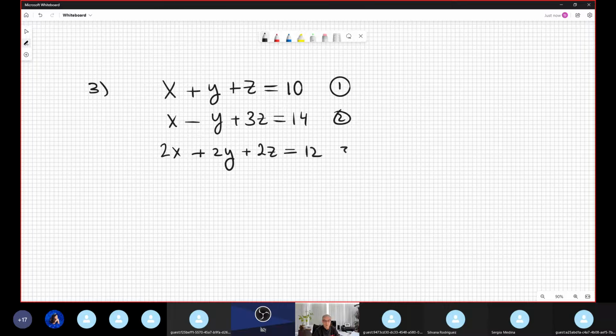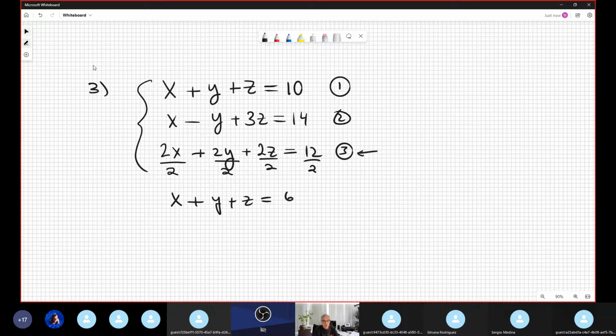Okay. Just copy that. But I see something weird in this system, because suppose the last equation, in number 3, I see 2, 2, 2, and 12. You can, if you want, divide by 2. When you multiply or divide any equation, the equation is the same. It's totally dependent. So, x plus y plus z equals 6. This is my new equation.